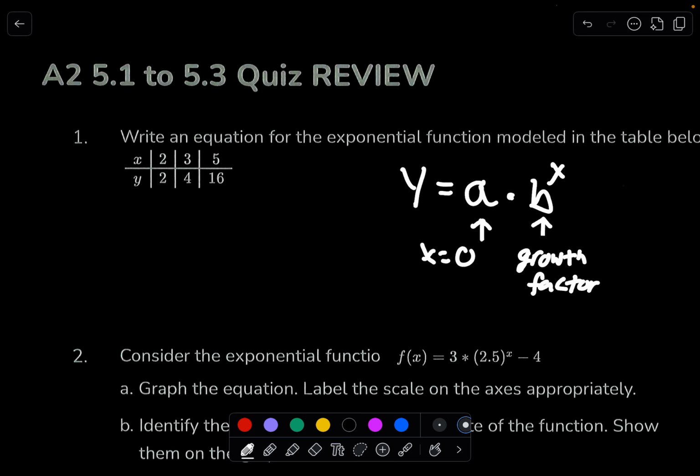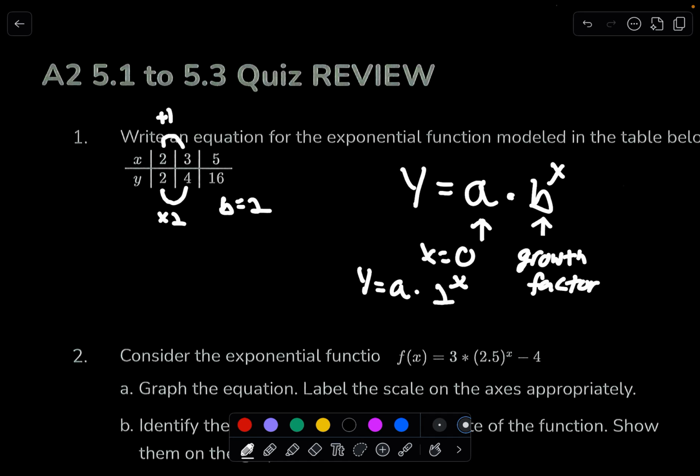Notice that x increases by 1, and if you look at this, y multiplies by 2, because it's an exponential. We know it's got a common ratio. We're not adding the same number, we're multiplying by the same number. So that instantly tells us b equals 2. So we know y equals a times 2 to the x. What we don't know is what a is.